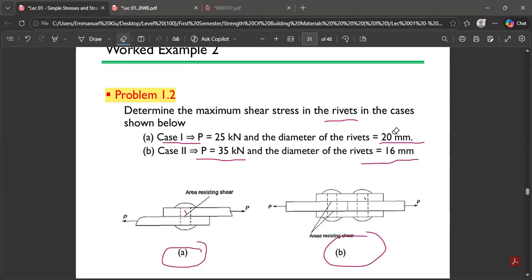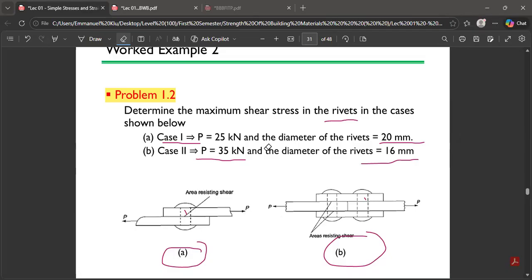Good. Anybody to read the question for us one last time before we begin? Determine the maximum shear stress in the rivets in the cases shown below. Case 1, P is equal to, P is force, right? 25 kilonewton, and the diameter of the rivet is equal to 20 millimeters. And case 2, P is equal to 35 kilonewton, and the diameter of the rivet is equal to 16 millimeters, in the diagram below.